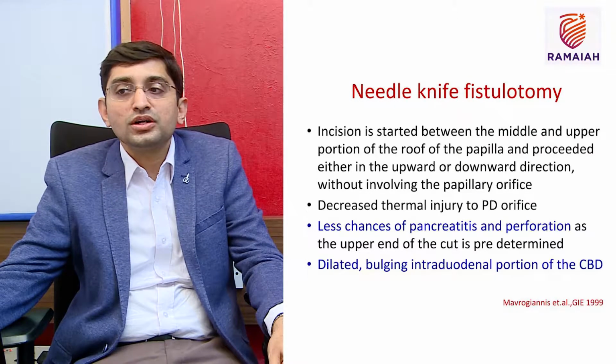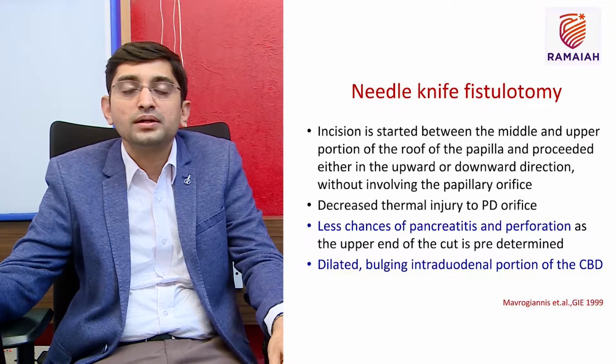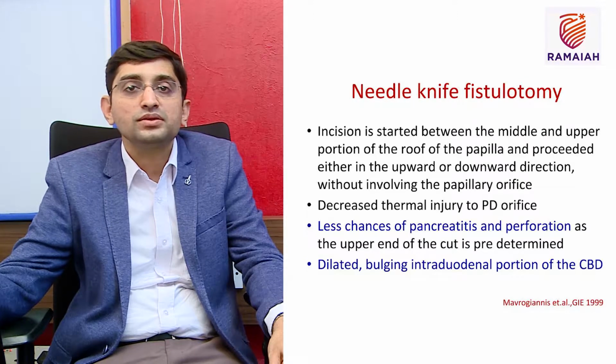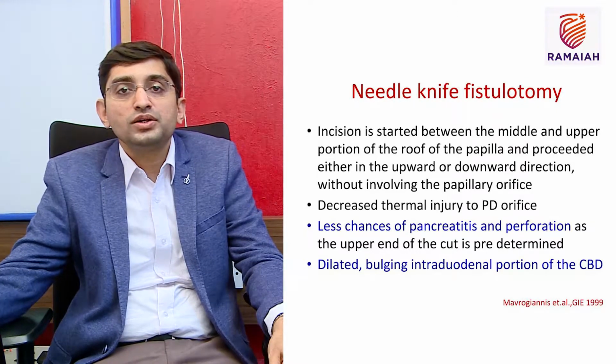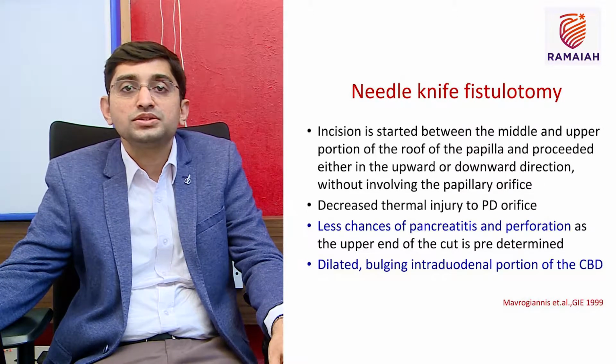In needle knife fistulotomy, the most important thing is we start the incision from the junction of the upper and middle portions. We start from above and then cut down towards the ampulla. It is done whenever we find that the ampulla is very dilated and bulged, or there is a stone at the ampulla, so it becomes much easier for us to do a needle knife fistulotomy.